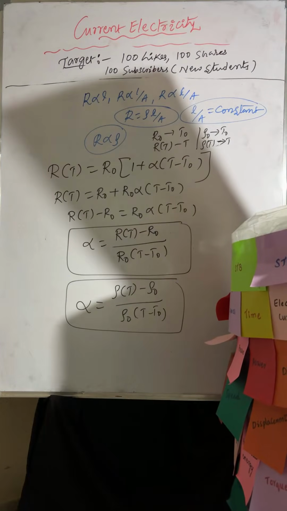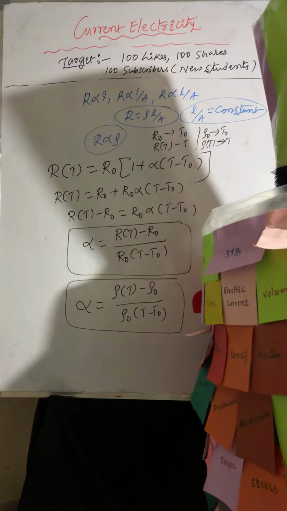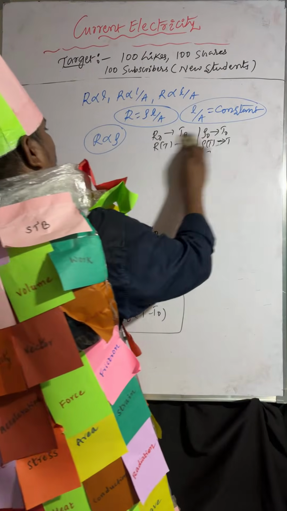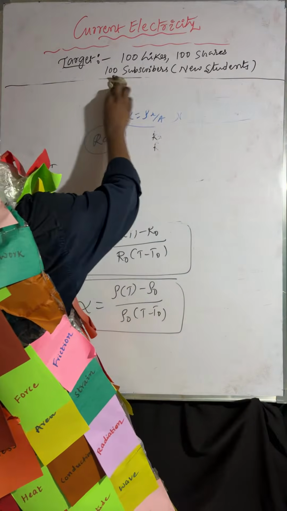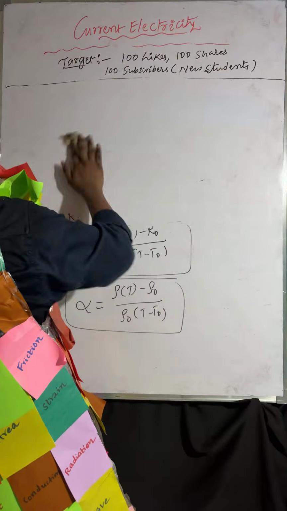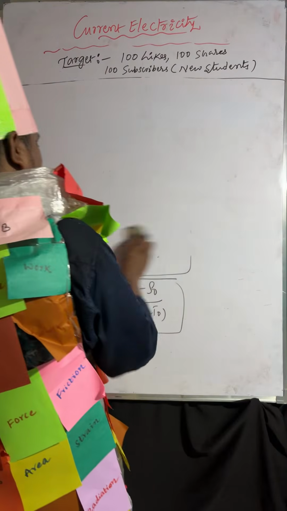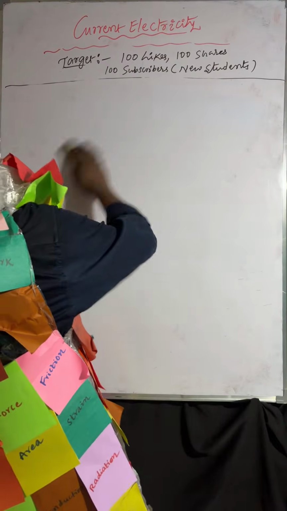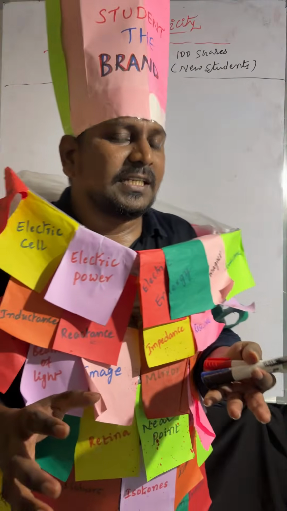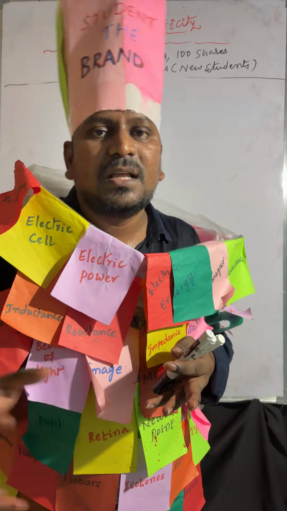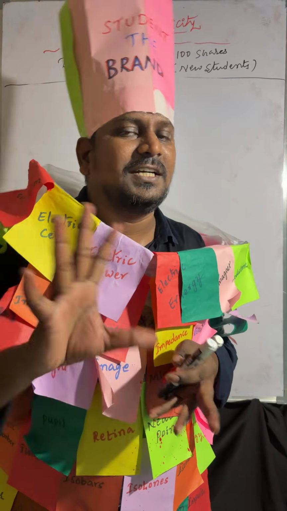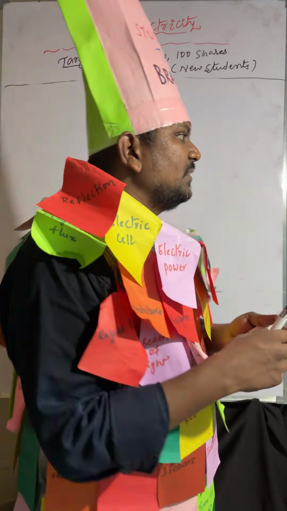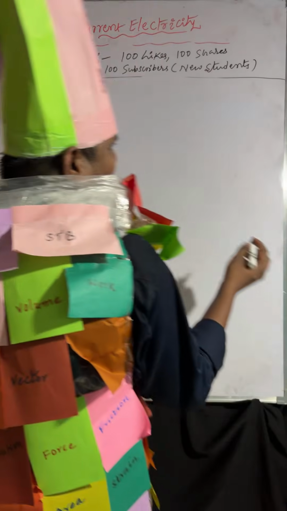What is the definition of Ohm's law? So Ohm's law is nothing but the potential difference across the ends of the given metallic conductor is directly proportional to current flowing through it at a constant temperature. So V is directly proportional to I, V equal to IR.